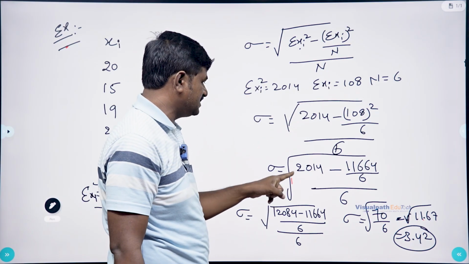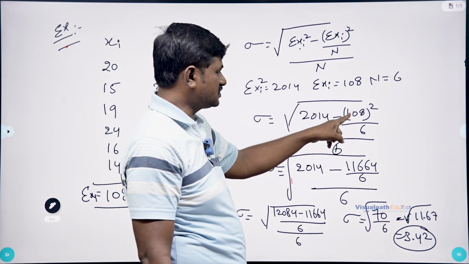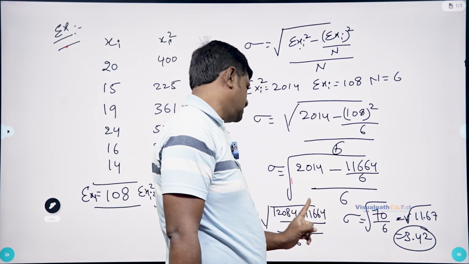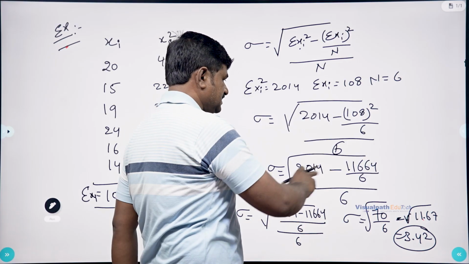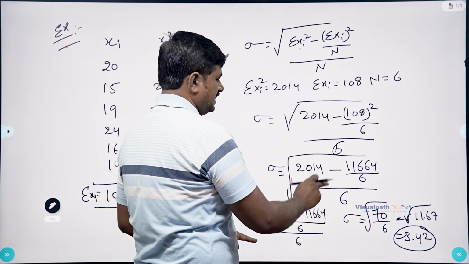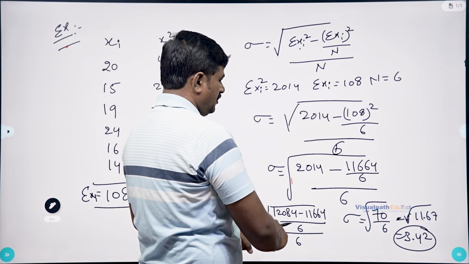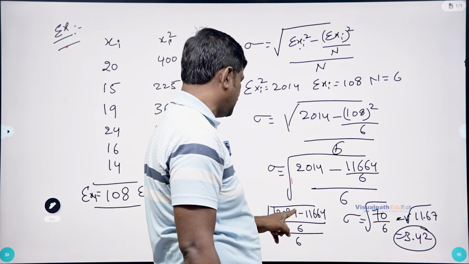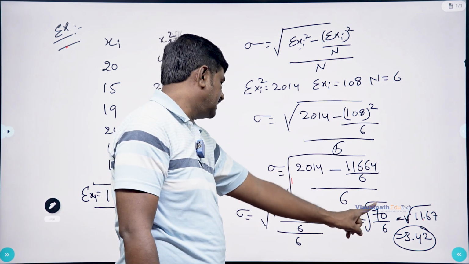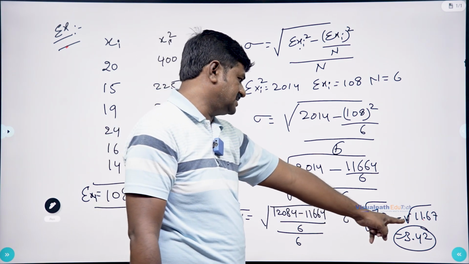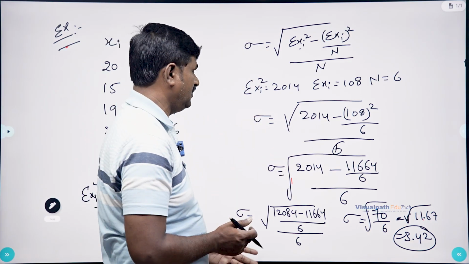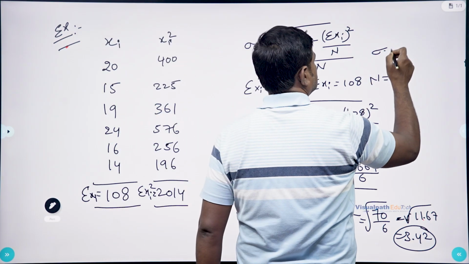Next, to simplify this, 108 square is 11,664, by 6. Then whole by 6. Then to make the LCM, 2014 into 6 is 12,084, minus 11,664, by 6. By 6, the total of 12,084 minus 11,664 is nothing but 420 by 6, that is 70. Then 70 by 6, that is 11.67, and the root is 3.42.